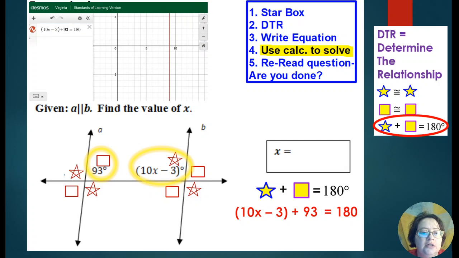I go over to the line that appears on my screen, and I'm going to click on the x-intercept, and I see that x is 9. So I used my calculator to solve it. I found x was 9. Last step, reread the question. Are you done? So given A is parallel to B, find the value of x. Well, I did. I know what x is, so yes, I'm finished. X equals 9, and I finished that problem.